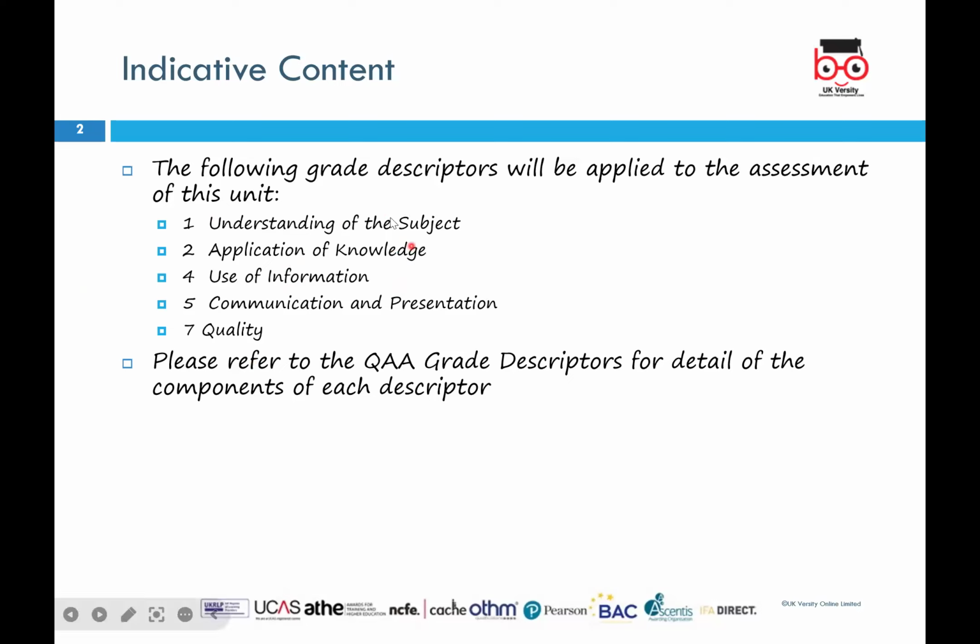So we will want to see that you have an understanding of the subject. We will also want to see that you can apply the knowledge that you have gained from here. This will again be assessed through the assessment. We will also want to see that you use the information appropriately, and that your communication and presentation is appropriate.